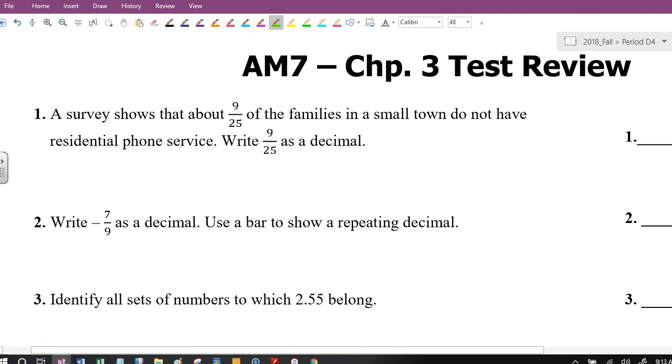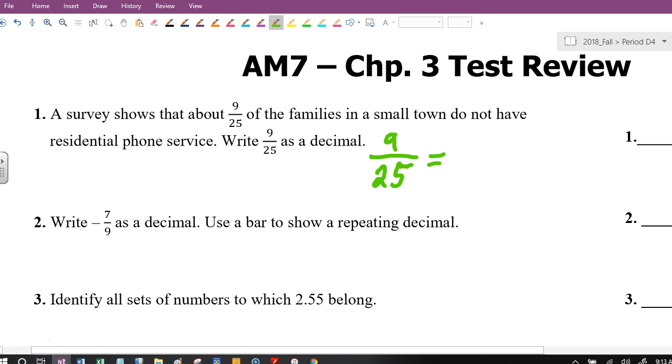Please read the problem and help us out. A survey shows that about 9/25 of families in a small town do not have residential phone service. Write 9/25 as a decimal. How did you do it? I wrote down 9/25. I multiplied the fraction by 4 because the denominator is 25, and I know 25 is 1/4 of 100.